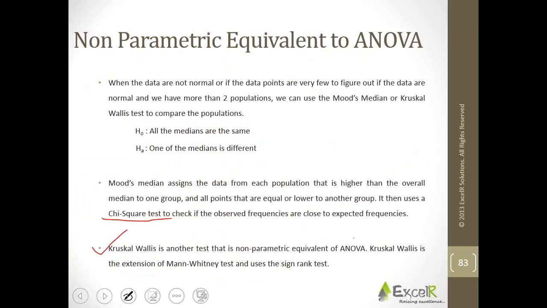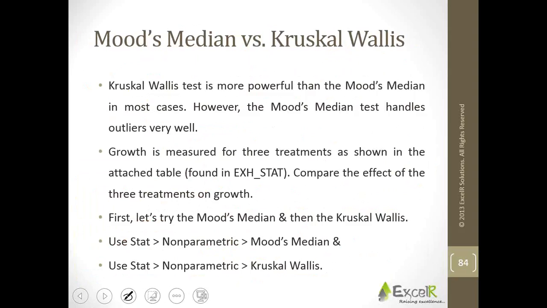Next thing is Kruskal-Wallis. We'll do all the practical part as well. Kruskal-Wallis is the non-parametric test for ANOVA. Kruskal-Wallis is nothing but an extension to Mann-Whitney test, and it uses the sign rank test. We have already looked into Mann-Whitney test. Kruskal-Wallis is an extension to this Mann-Whitney test. So for us, all that is important is to understand which test should I use at what point of time.